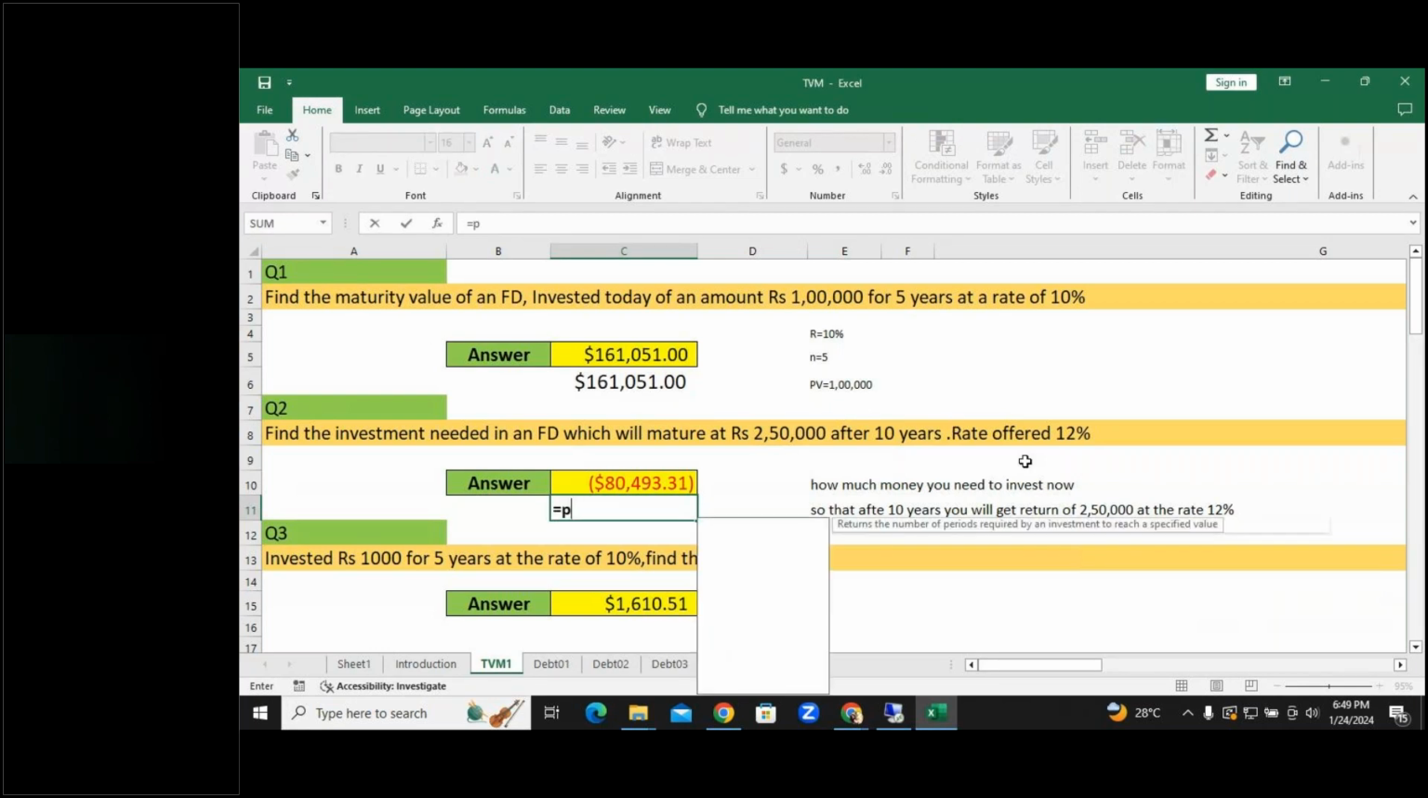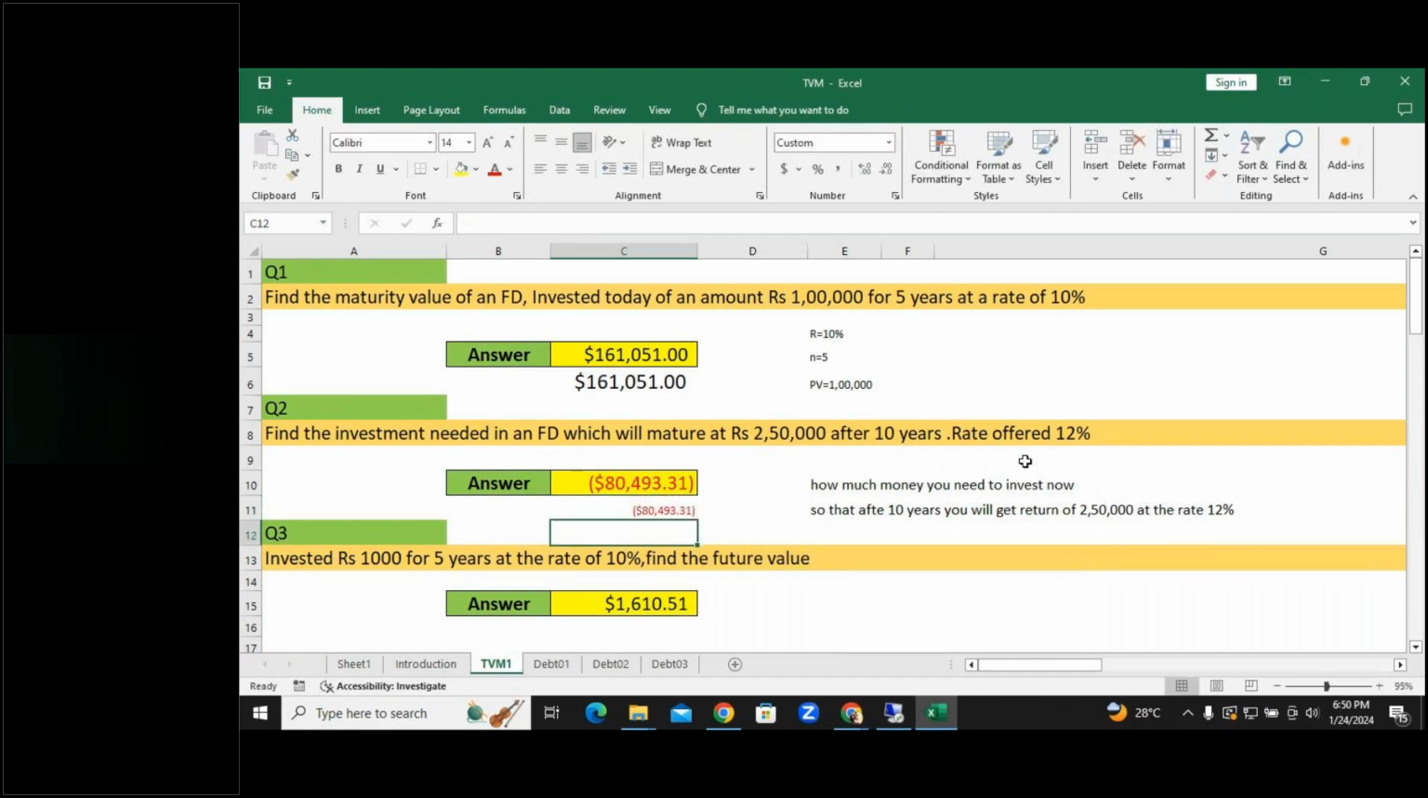Equals PV, present value, open the bracket, rate is 12%, comma, NPER is 10 years, comma, PMT. So PMT is 0, comma, future value. So I am going to receive 2.5 lakh rupees. Okay, so that is the amount I am going to receive. So this one I am not going to show in negative. 2,50,000, comma, I wanted to check it for end of the period. Enter. So today if I make the investment of 80,000 rupees, I will be getting the amount of 2.5 lakh after 10 years.